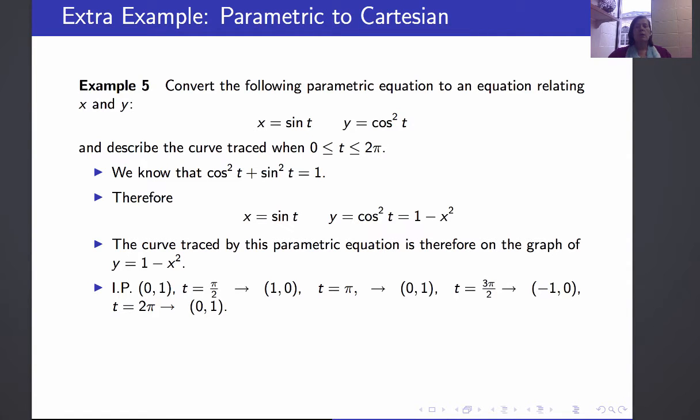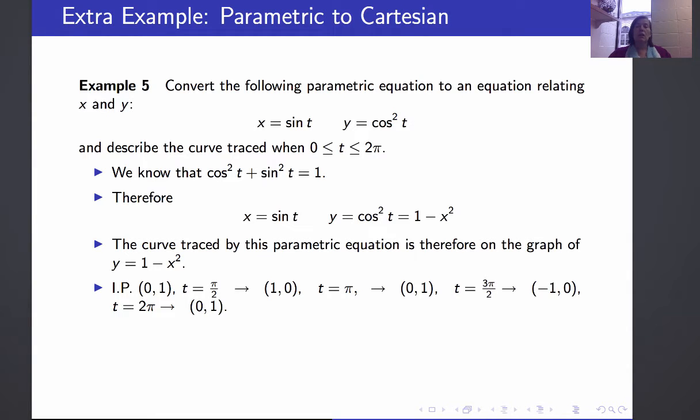So when t is equal to 0, the initial point is the point (0, 1). And when t increases to pi over 2, the corresponding point on the curve is the point (1, 0) on the x-axis. Now when t is pi, the corresponding point on the parametric curve moves back to the initial point on the y-axis, the point (0, 1).